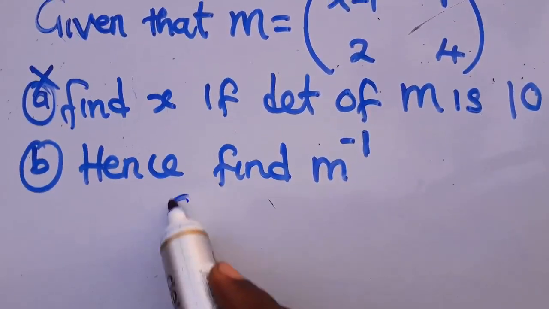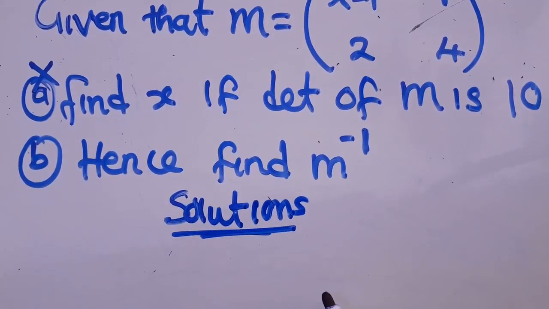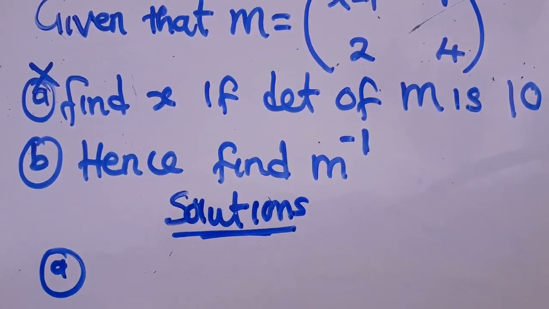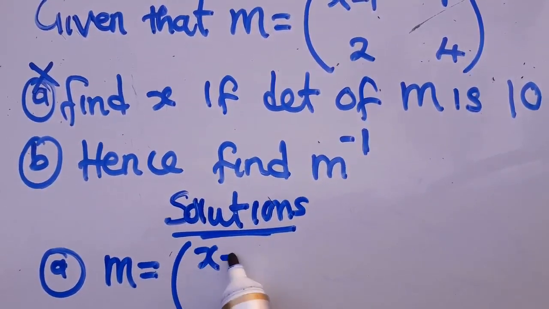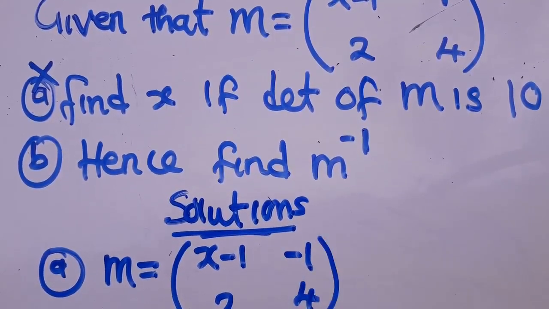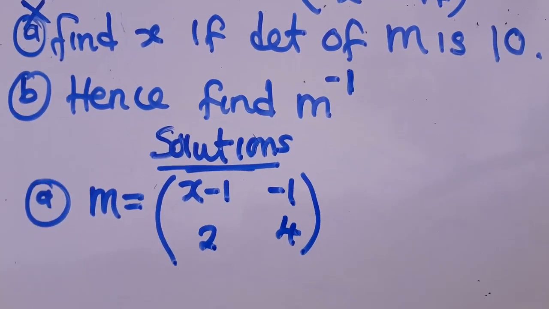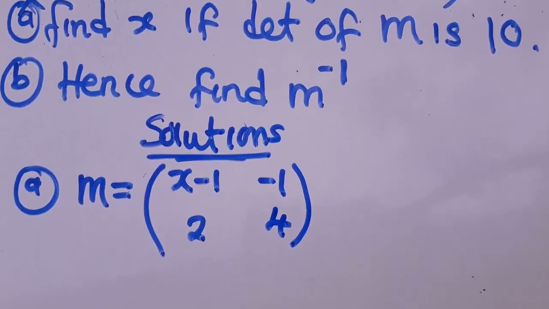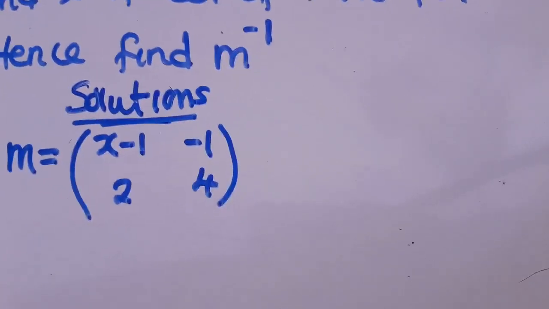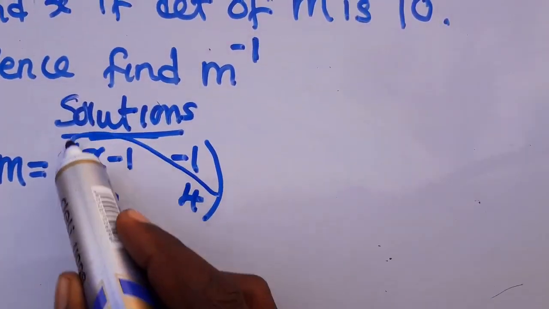The first question, you say solutions. So what are we going to do? The first question you find is saying M is equal to, you do this. This is x minus 1. This is 2. Negative 1, that is 4. Don't forget the question. The question is telling us to find the value of x if the determinant of that is 10. If the determinant is 10, how can we answer that one? This is the major diagonal.